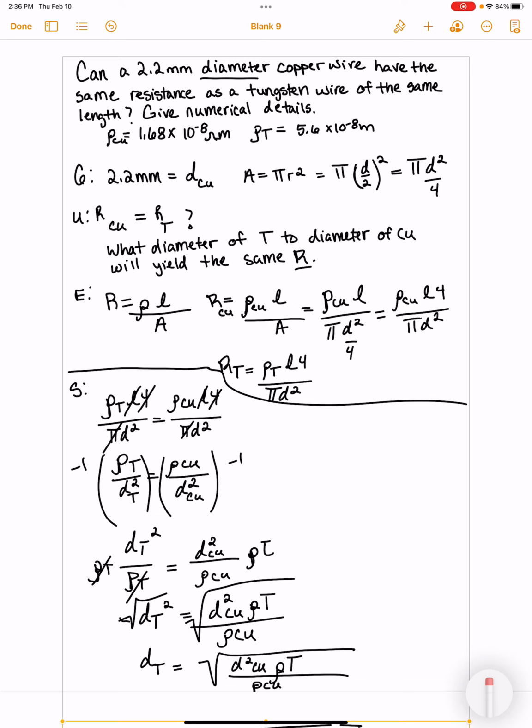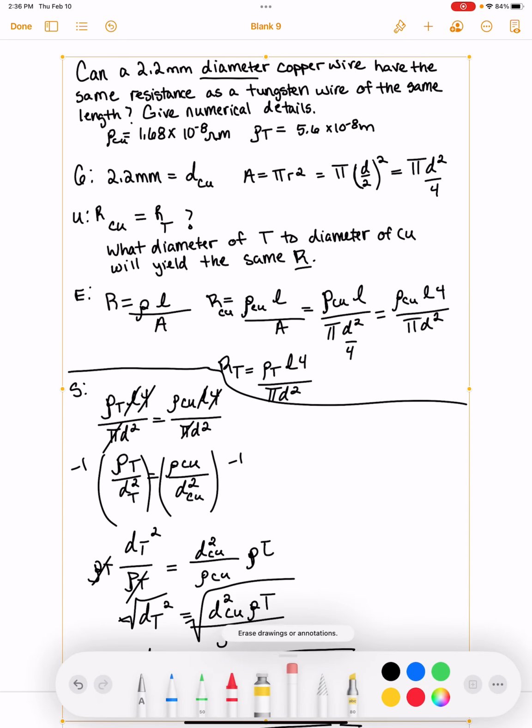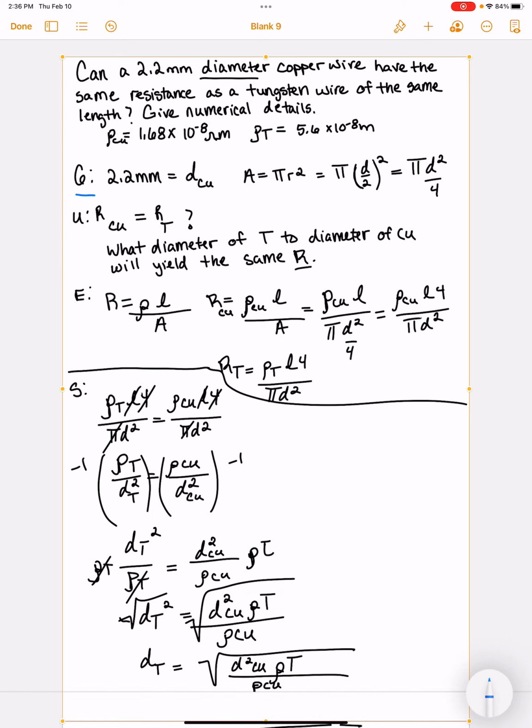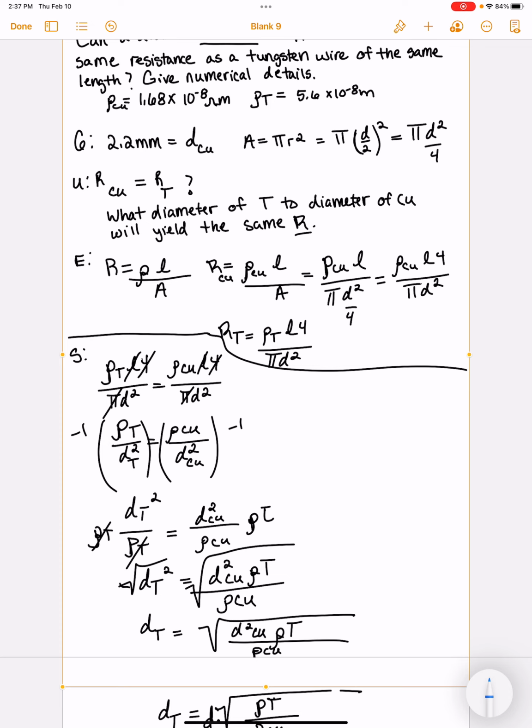Okay, so for our G's, the givens, we are given that the diameter of our copper wire is 2.2 millimeters. We're also given the cross-sectional area of the wire, which is just the cross-sectional area of a circle. The area of a circle is pi r squared. That is also equal to pi times d divided by 2, squared, which is equal to pi d squared divided by 4. What I did there was square the 2 and make it a 4.